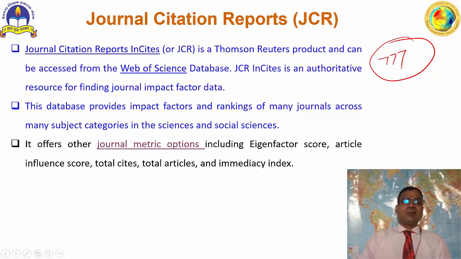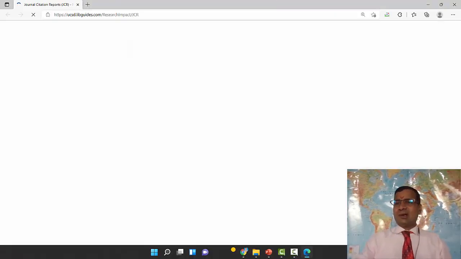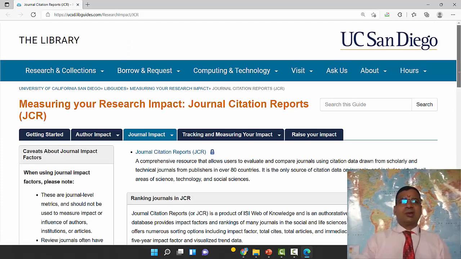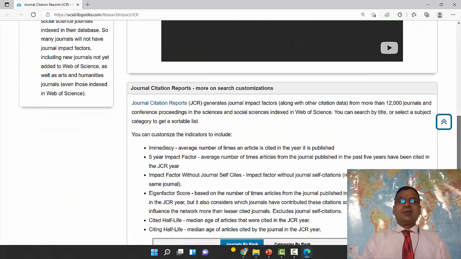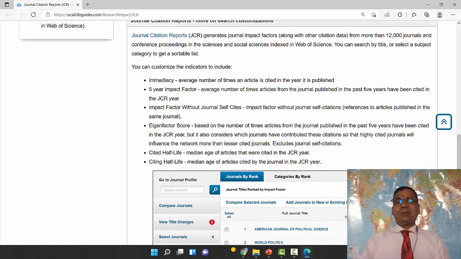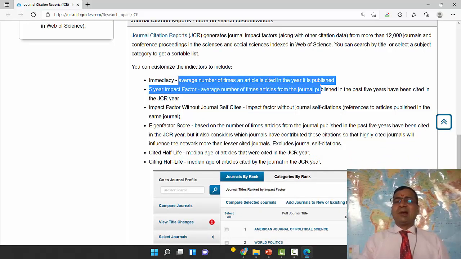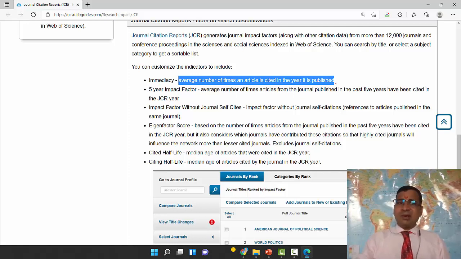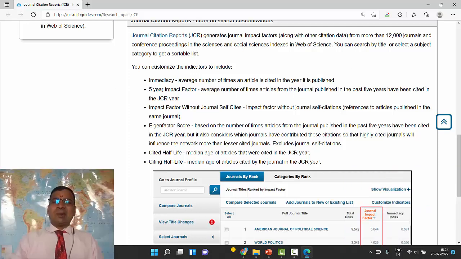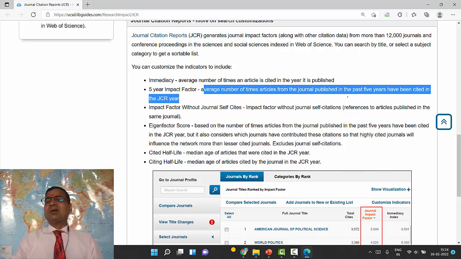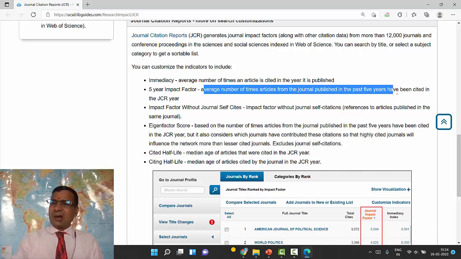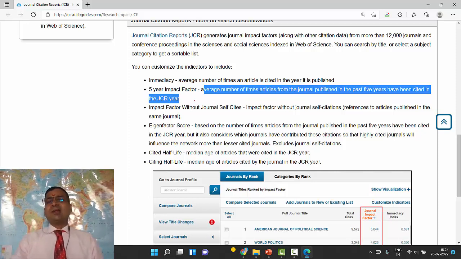and immediacy index. If we want to understand these concepts in detail, you should visit this site, and here you will be able to find that immediacy is the average number of times an article is cited in the year it is published. Then 5-year impact factor, this is another important concept, and it is the average number of times articles from the journal published in the past 5 years have been cited in the JCR year.